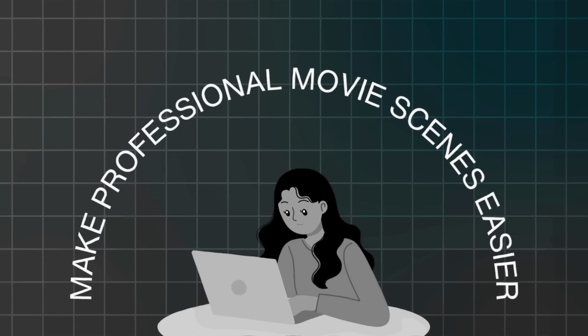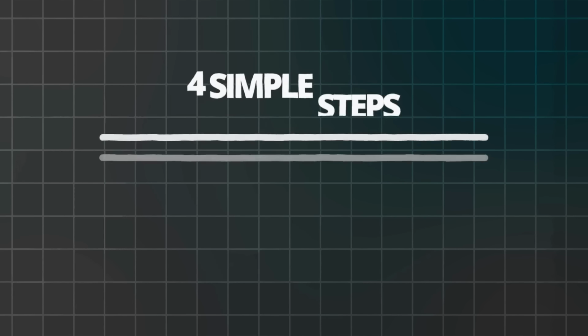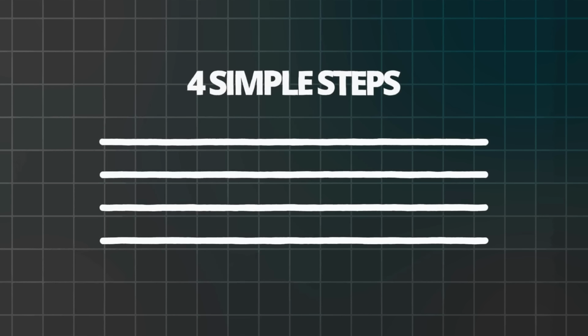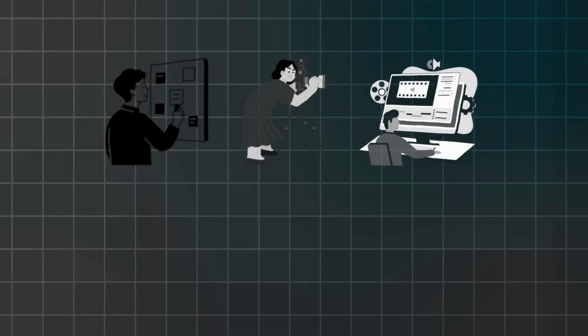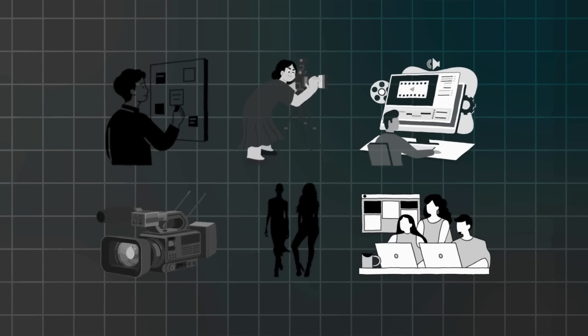So to help you make professional movie scenes easier, here are 4 steps I learned that will help you create Hollywood quality footage in minutes. Traditional video production costs thousands of dollars and takes months of planning, filming, and editing. Professional movie scenes require expensive equipment, actors, and post-production teams. But Higgsfield changes everything by letting you generate cinematic scenes with just text prompts and reference images. You can create movie-quality footage without cameras, actors, or editing skills.